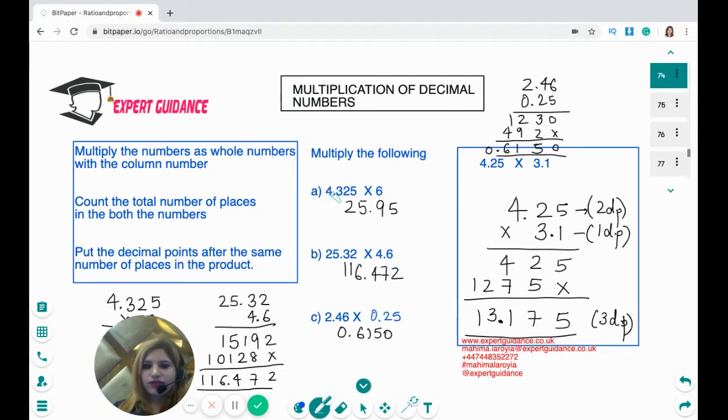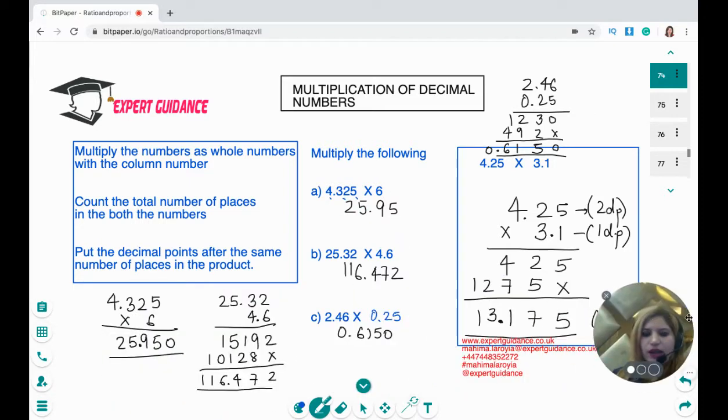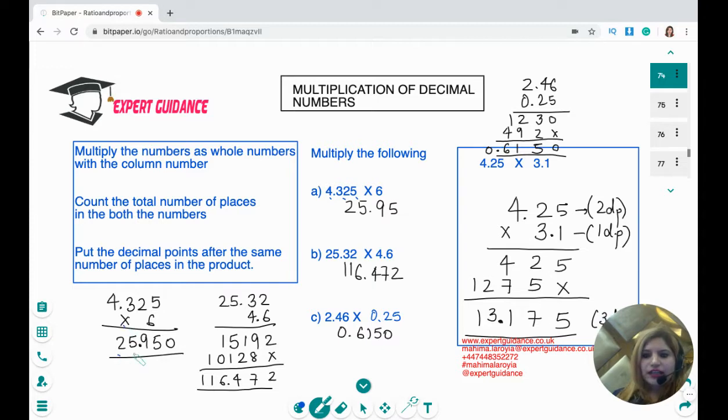Okay, so for the first one, we'll have 4.325 times 6. I'll do it by the column method. I'll get 25.950. And I can skip the 0 or write the 0.